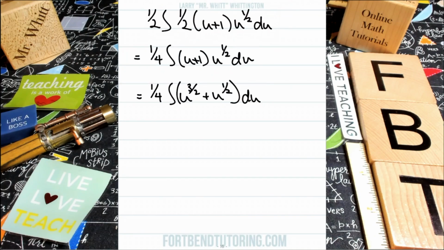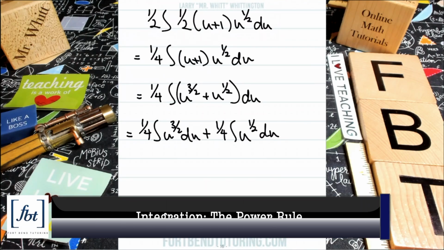So now that I have this, I want to expand this problem using the sum or difference property of integration. I'm going to rewrite it as 1/4 times the integral of u to the 3/2 du plus 1/4 times the integral of u to the 1/2 du. All right, so now I have that set up. Now I'm going to begin using the power rule and integrate.